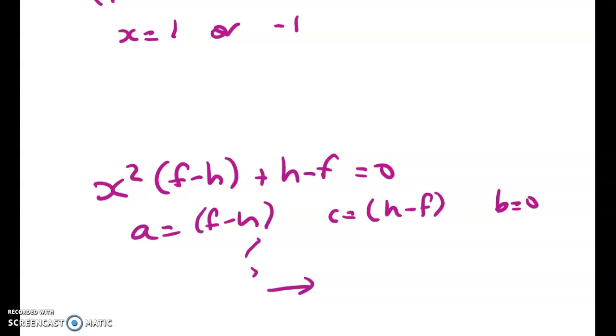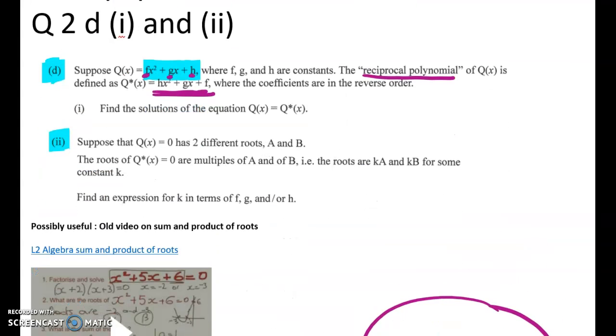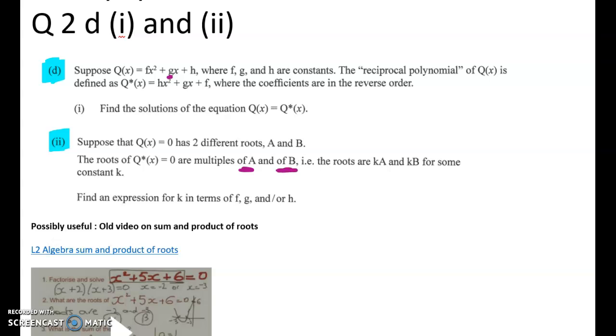Right, but moving on to the more interesting part of the question, we are told that Q of X has got two different roots, A and B. And we're told that the roots of the other one are multiples of A and of B. So the roots of the reciprocal function are K times A and K times B for some constant K.